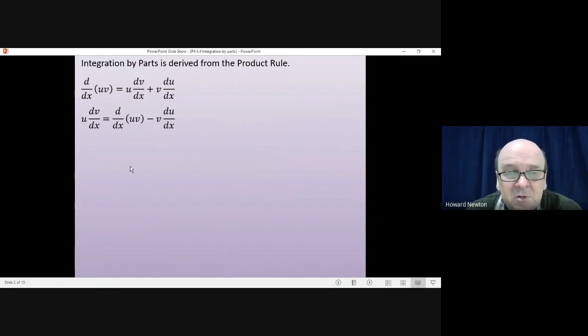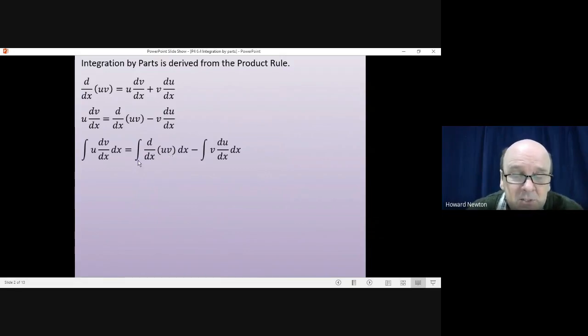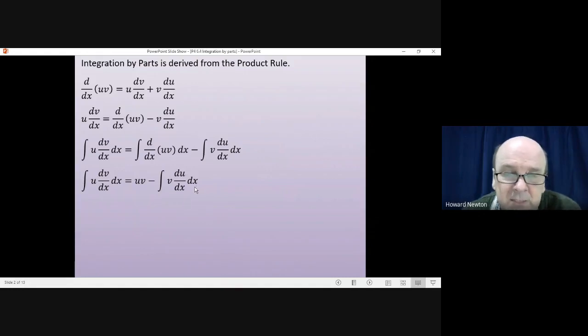And then I integrate both sides of this equation with respect to x. That gives me that. This middle term here is the integral of the differential of uv. Well, integration and differentiation are inverse functions to each other, so these two just cancel each other out. And this simplifies to the integral of u dv dx with respect to x is equal to uv minus the integral of v du dx. And that is integration by parts.